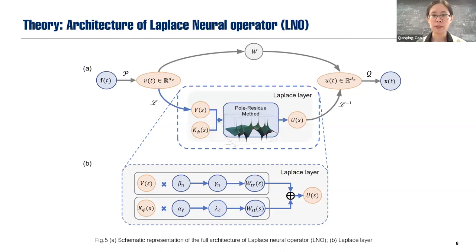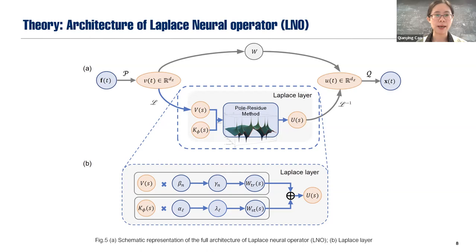For addressing the bottleneck of FNO, we propose a novel architecture that performs operator learning in the Laplace domain for solving ODEs or PDEs. Figure 5 shows a schematic of the proposed neural operator, which replaces the Fourier layers of FNO with a Laplace layer. The Laplace layer employs the analytical pole-residue operation, providing a more meaningful and physically interpretable mapping between the input and the output space in the Laplace domain.